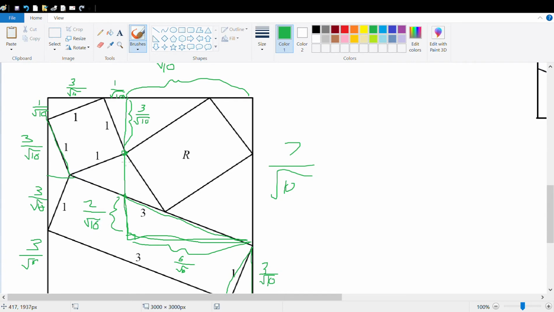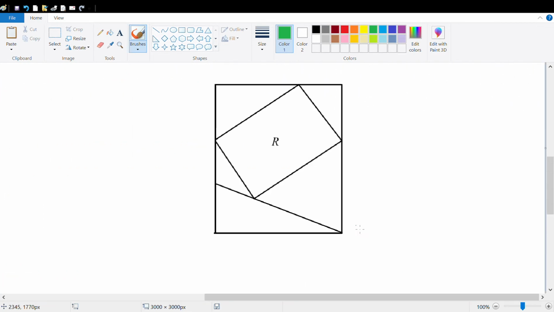And then for this remaining one, since we already have a 3 over root 10 and 2 over root 10, and it has to add up to 7 over root 10, this missing side length is going to be 2 over root 10. Okay, so now we don't have to worry about anything else. We can just look at this rectangle now. So once again, the side lengths are 2 over root 10, 2 over root 10, 3 over root 10.